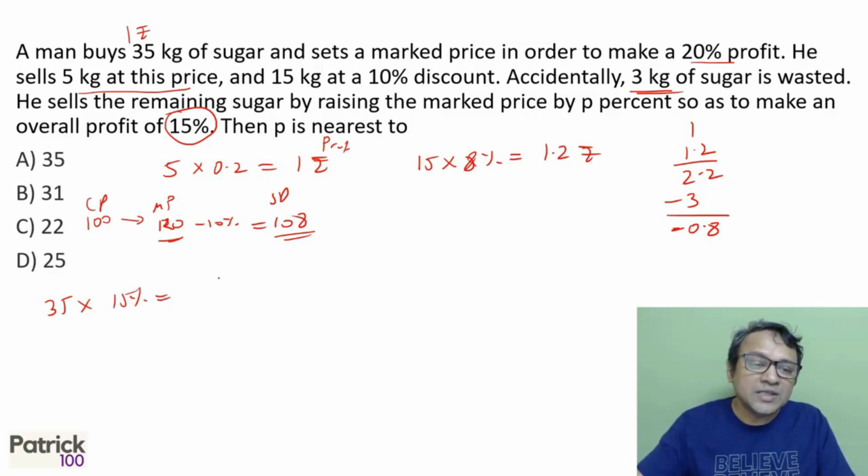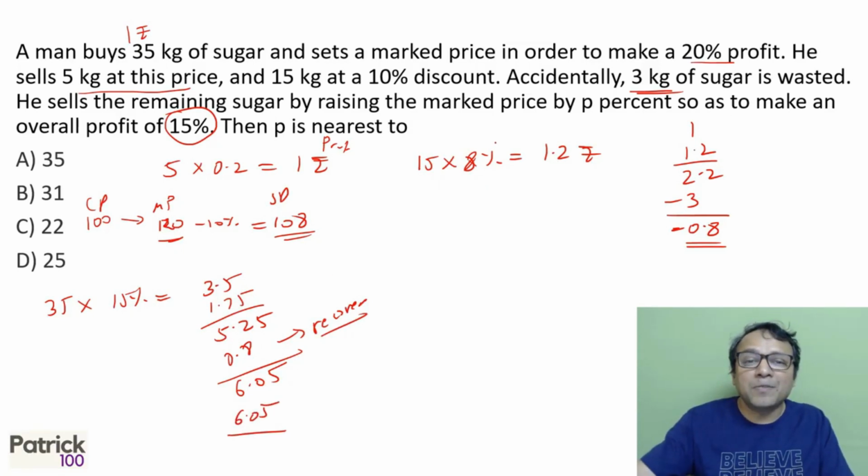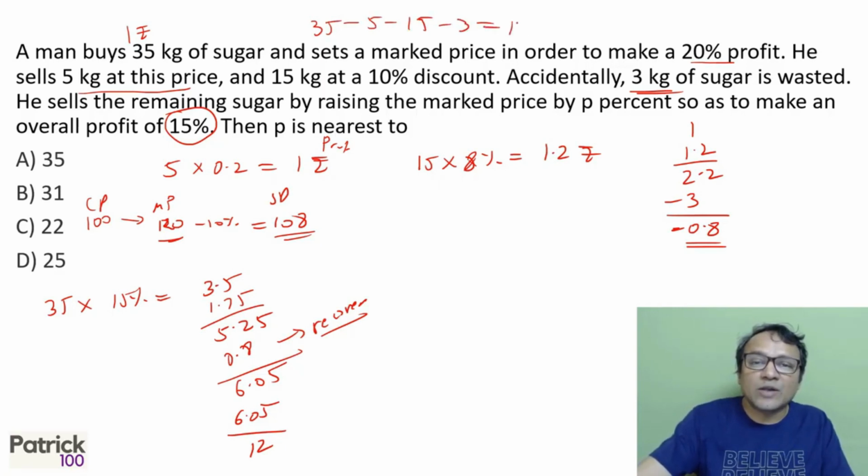35 into 10% is 3.5, and 35 into 5% is 1.75. It comes to 5.25. Plus he has to recover this 0.8, so he'll have to make a profit of 6.05. He has to recover this loss. So a profit of 6.05 on the remaining quantity. The remaining quantity is 12, right? Because out of 35, he sold 5, sold 15 and wasted 3. What is left is 12.